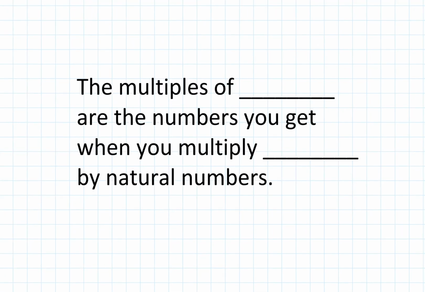So to look at the definition, the multiples of 8 are the numbers you get when you multiply 8 by natural numbers. For example, 80 is a multiple of 8 because 10 times 8 equals 80. Another example might be 5. The multiples of 5 are the numbers you get when you multiply 5 by natural numbers. So for example, 35 is a multiple of 5 because 7 times 5 equals 35. In general, the multiples of a number are the numbers you get when you multiply this number by natural numbers.